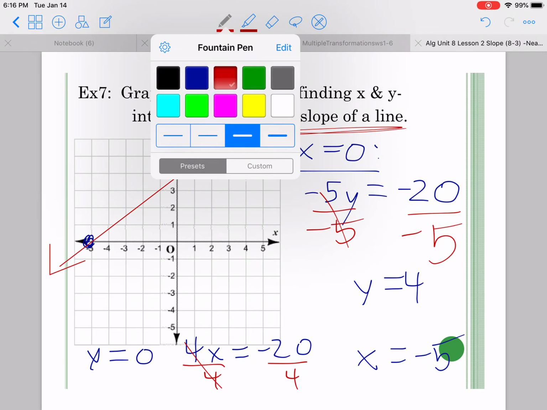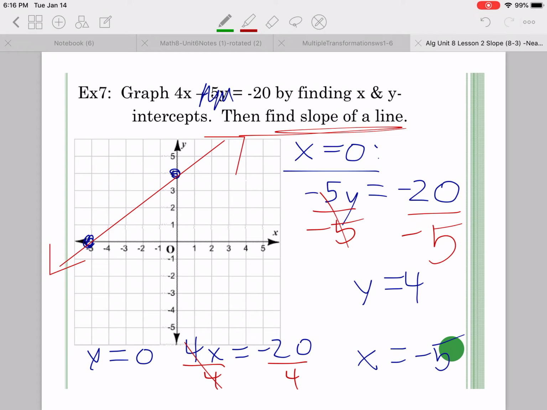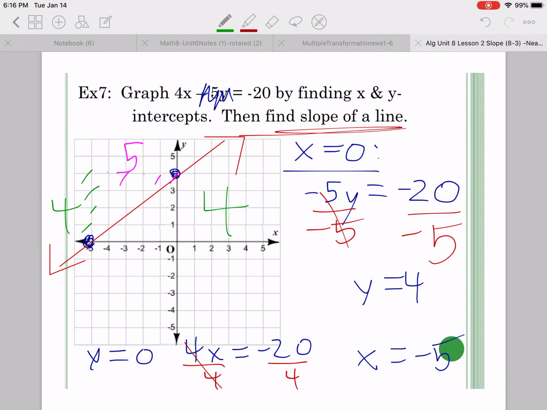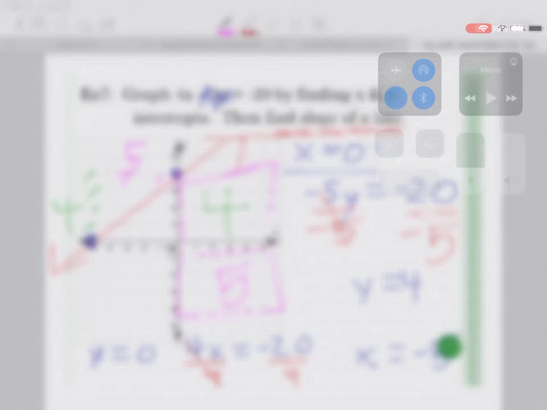But if I want to find the slope, we want to find, well, what is the rise over the run? So let's count. We go up 1, 2, 3, 4. So we're going up 4. And then we're going to the right 1, 2, 3, 4, 5, over 5. So we would say we have a slope here of 4 over 5. So that would be our slope on this one. And that concludes our video lesson here.